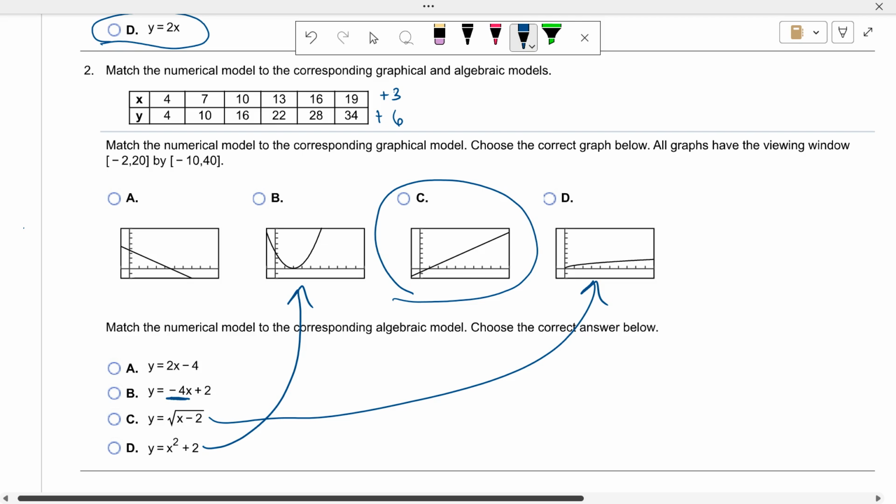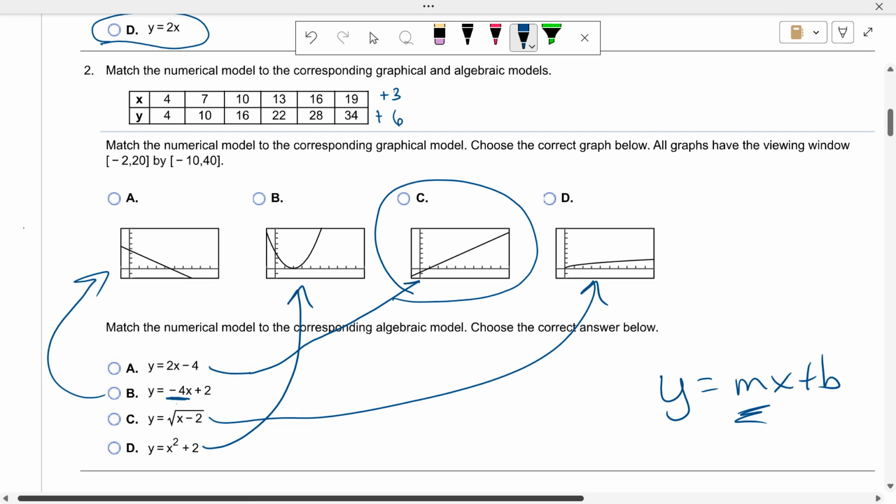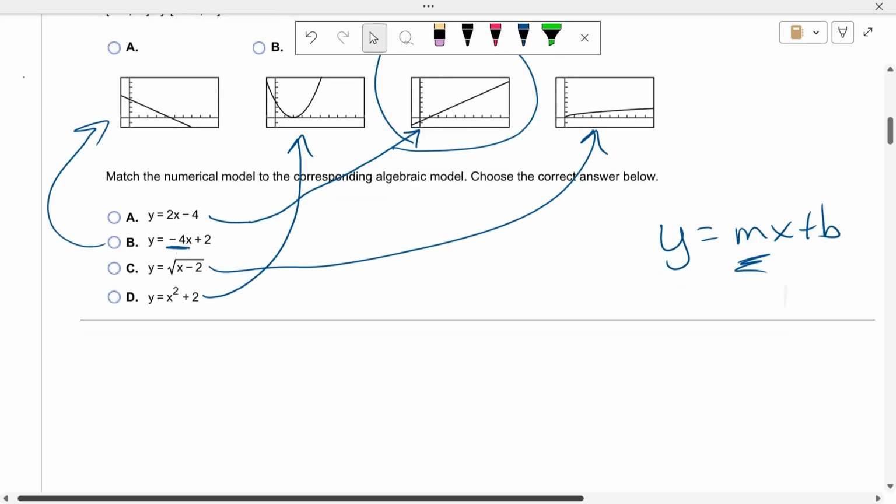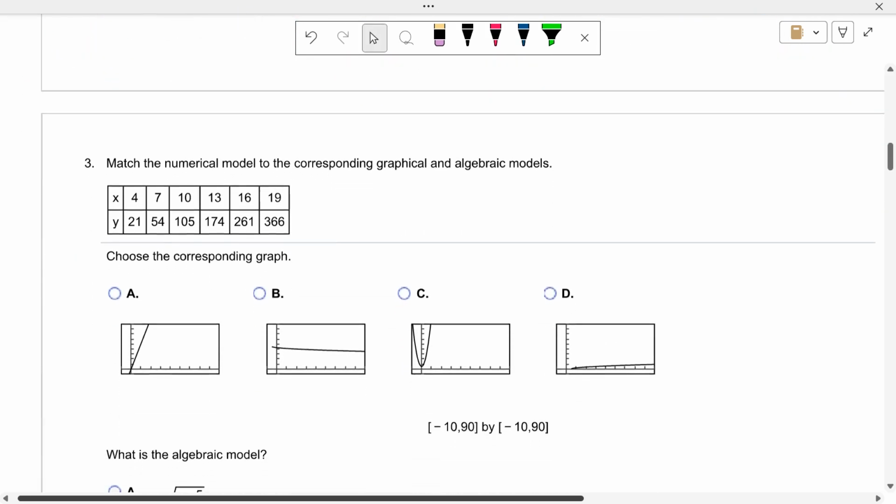Besides being the coefficient, the slope, y equals mx plus b. The coefficient of the x is the slope. This is a negative slope. This would go to this graph. So then a positive slope would be this one. Okay? So, understanding what you learned back in algebra.